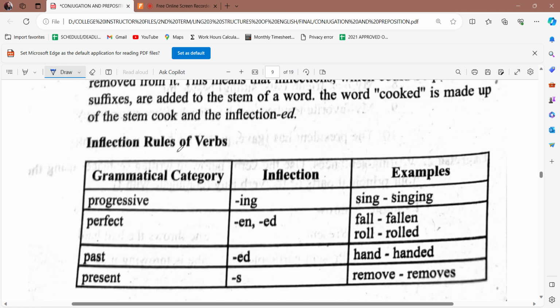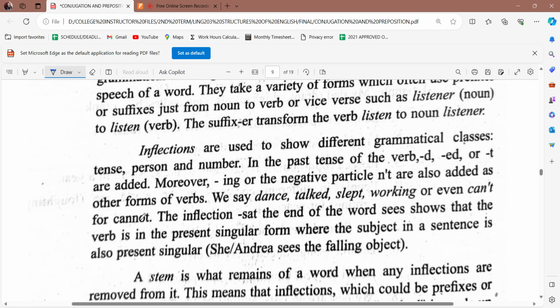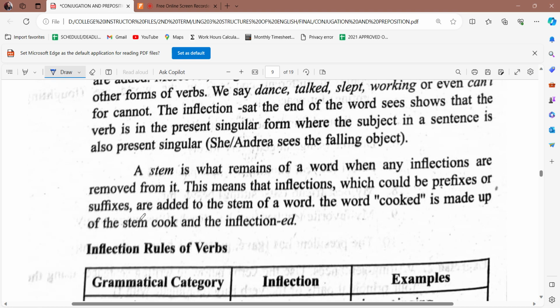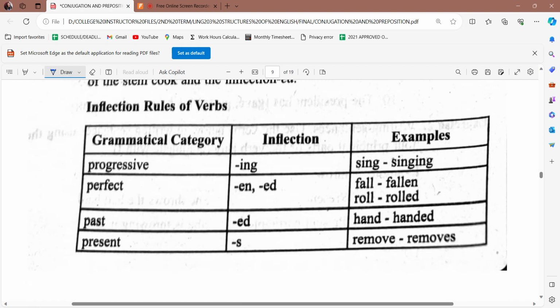Okay. We also have inflection rules of verbs. For grammatical category, we have the progressive, the perfect, the past, and present. Take note that in the description of inflection, it also shows different grammatical classes, which tense is included. So here we have progressive, perfect, past, and present. The inflection for progressive is the suffix -ing, the perfect is the suffix -en and -ed, the past is the suffix -ed, and the present is the suffix -s.